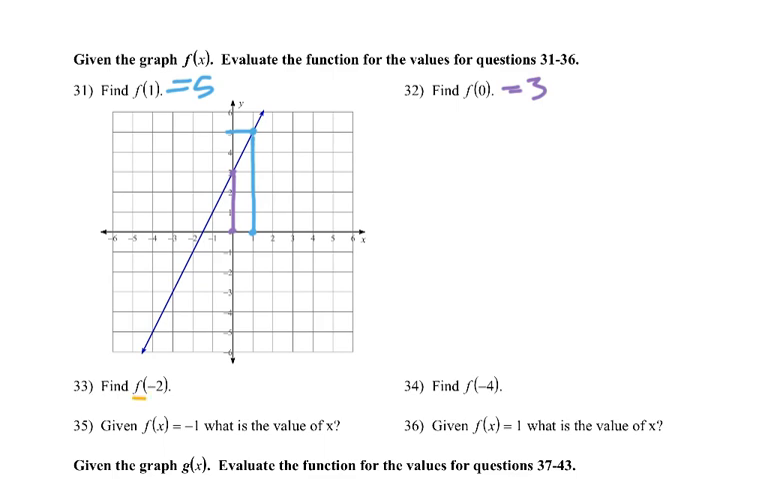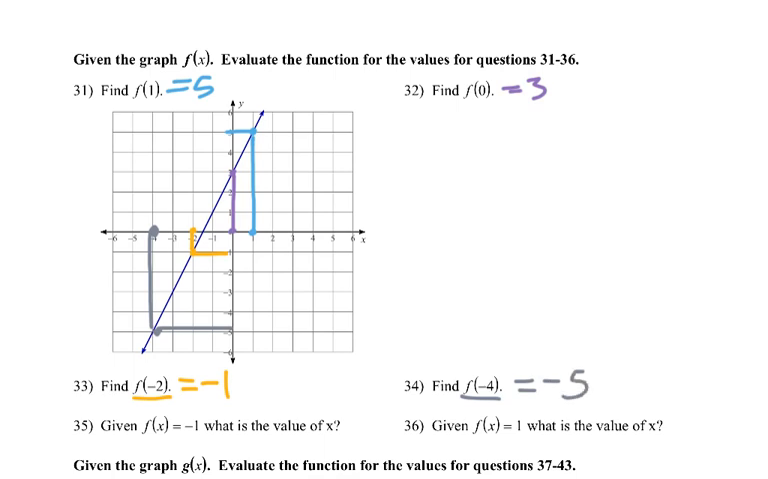Now, f of negative 2, go to where x is negative 2, down to my graph. What's my y value there? It's negative 1. Okay, finally, f of negative 4, go to my x value of negative 4, down to my graph. What's my y value? It's negative 5.